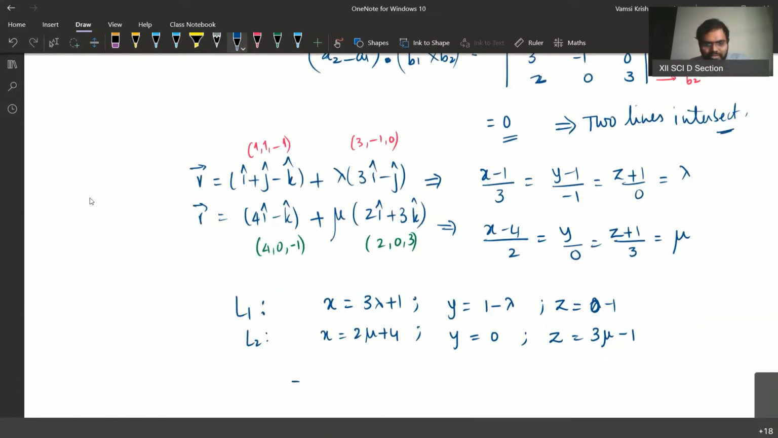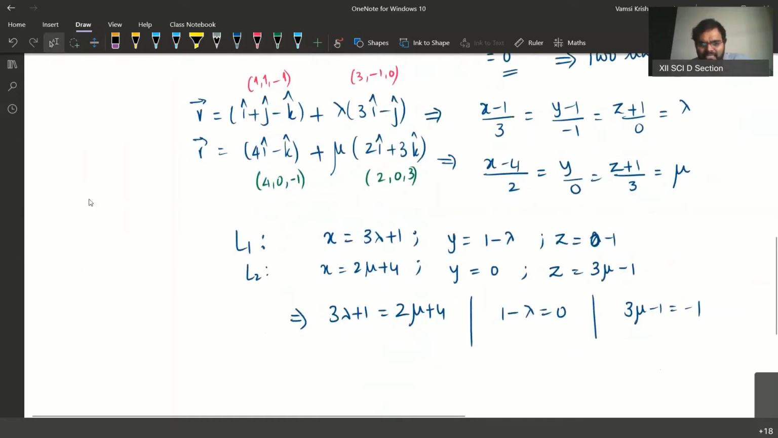So what do we get? We get three such equations. We get 3 lambda plus 1 equal to 2 mu plus 4. That means I'm equating the x coordinates. At the same time, I'm equating the y coordinates, and at the same time, the z coordinates. 3 mu minus 1 is minus 1. So in this case, lambda is turning out to be 1, and here mu is turning out to be 0.